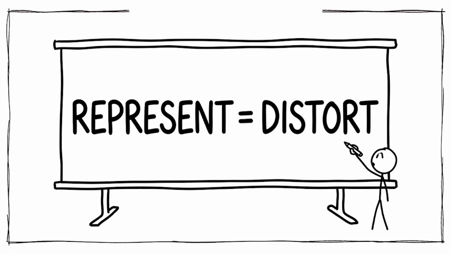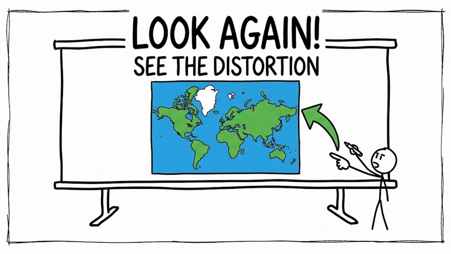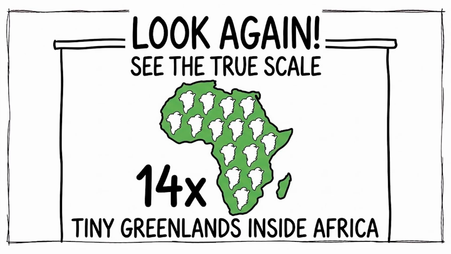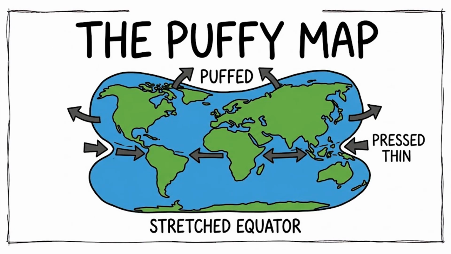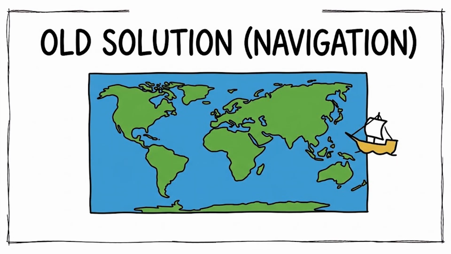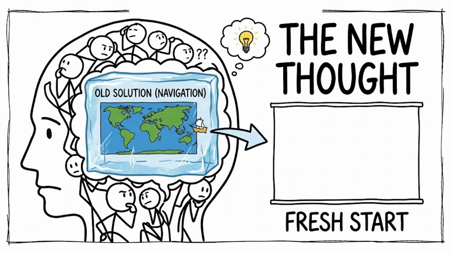The next time you look at a world map, look at it differently. Notice how Greenland sprawls across the top. Remember that it could fit into Africa 14 times over. See the northern countries puffed up and the equatorial ones pressed thin, and understand that you're not looking at the world as it is. You're looking at a centuries-old solution to a navigation problem, a mathematical compromise that got frozen into the collective imagination of humanity.